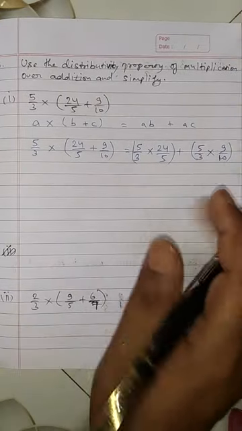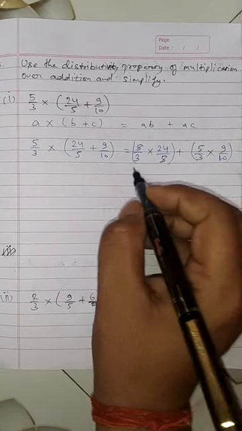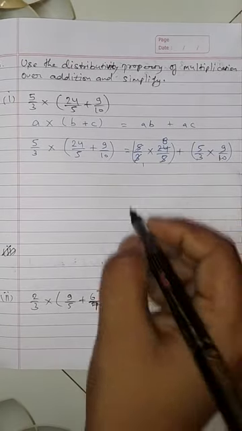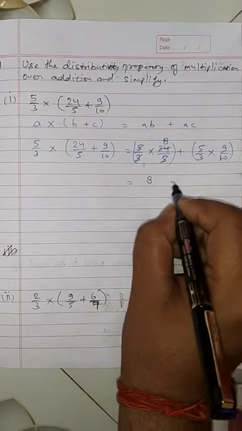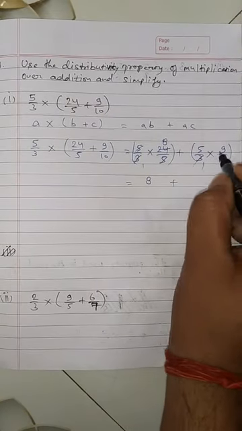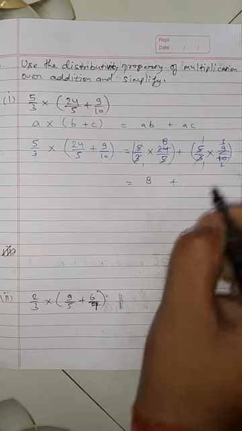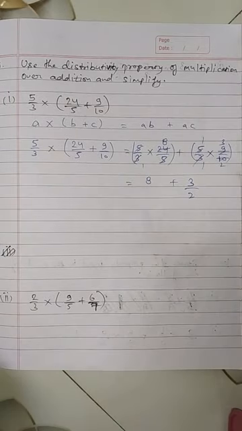Now 5 will be cancelled and 3 1s are 3, 8s are 8. So this is 8. 3 1s are 3, 3s are 3, 5 1s are 5, 2s are 10. So here we have 3 upon 2.